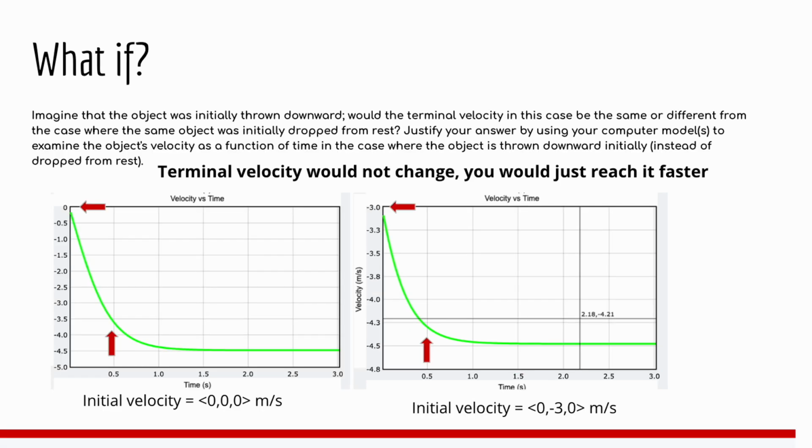For the what-if question, we are asked to consider a scenario where the ball is thrown down with initial velocity instead of being dropped from rest, and asked if terminal velocity would change. Based on the graphs, terminal velocity would not change. You would just reach it faster if you already have some initial velocity, as seen here in this graph where it's thrown down at negative 3 meters per second in the y direction. We reach our terminal velocity faster, but our terminal velocity is still negative 4.5 meters per second in both models.